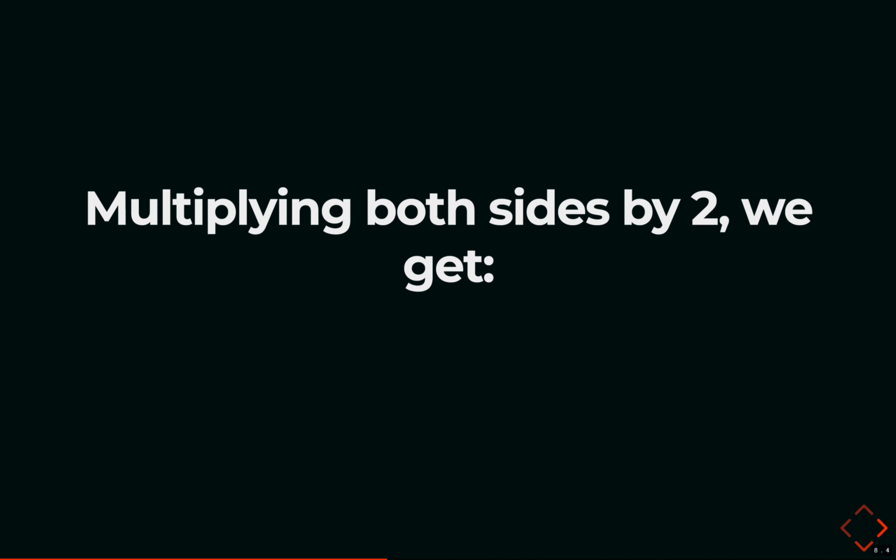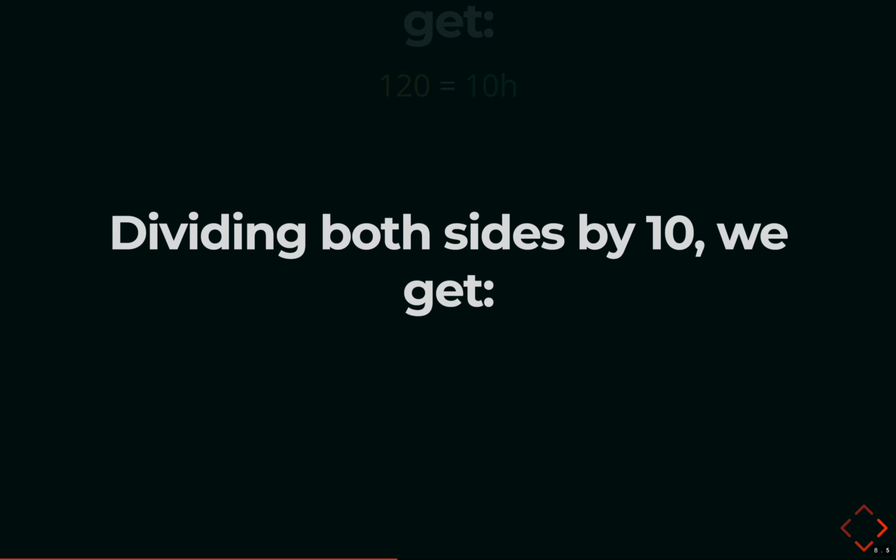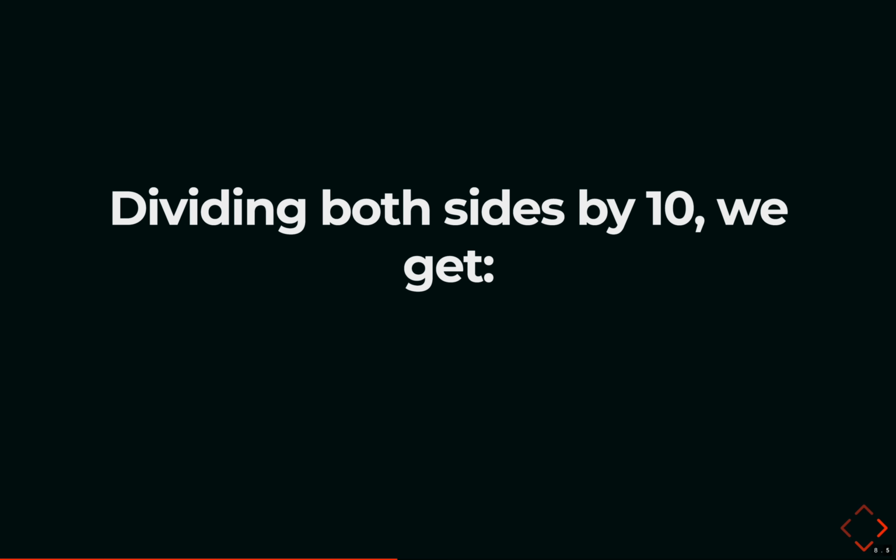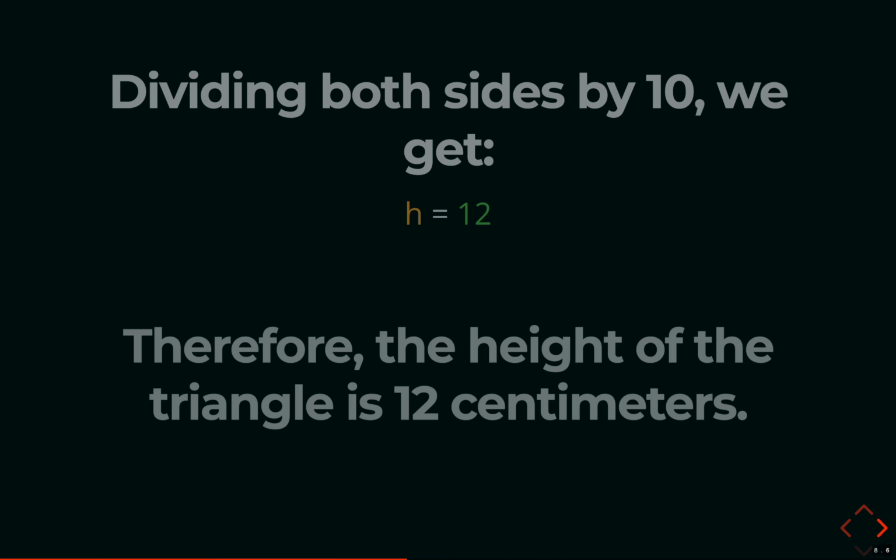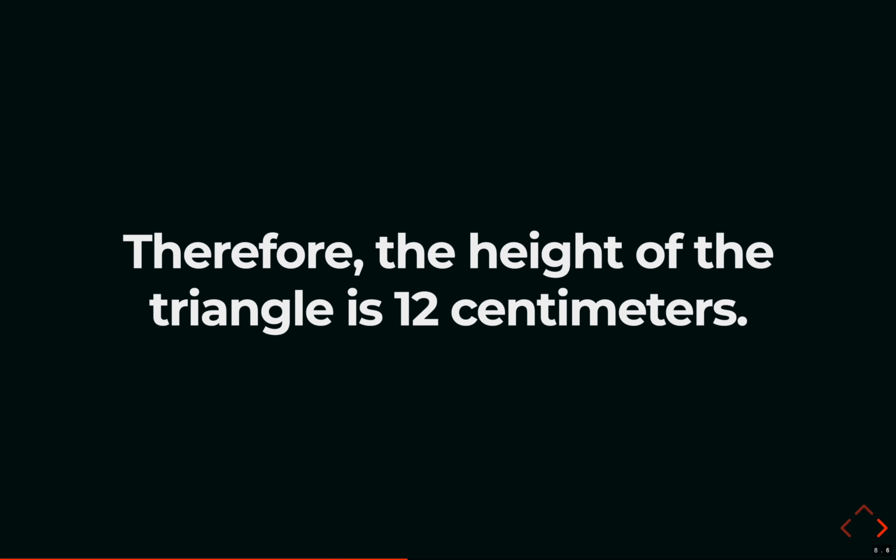Multiplying both sides by 2, we get 120 equals 10H. Dividing both sides by 10, we get H equals 12. Therefore, the height of the triangle is 12 centimeters.